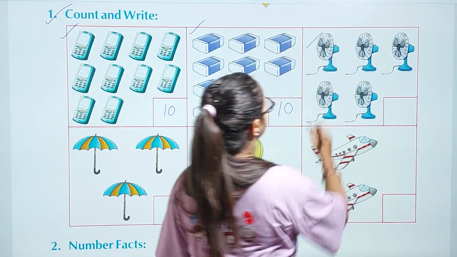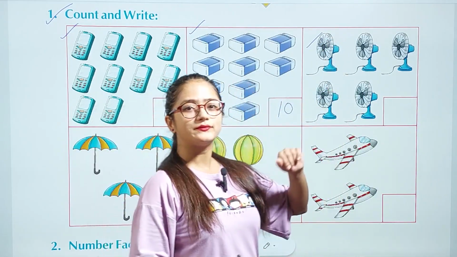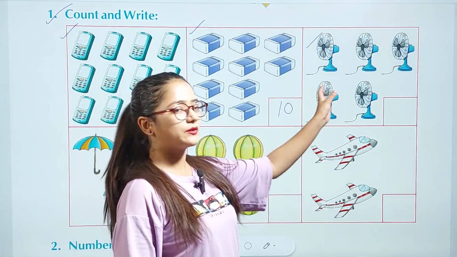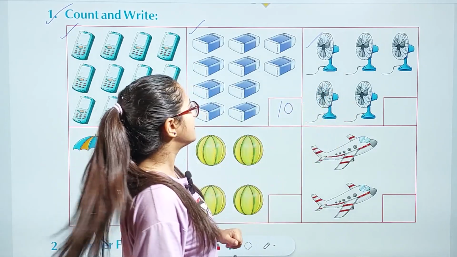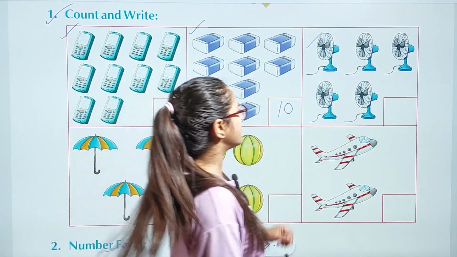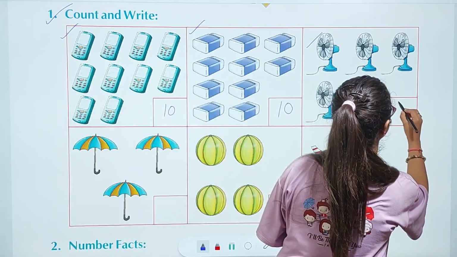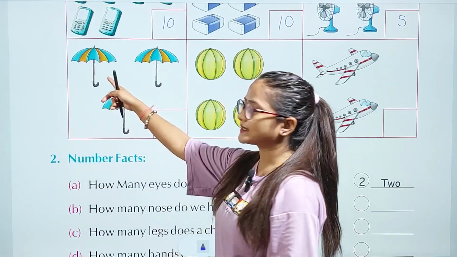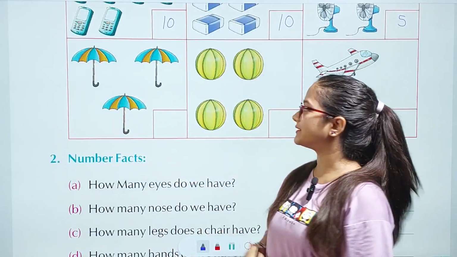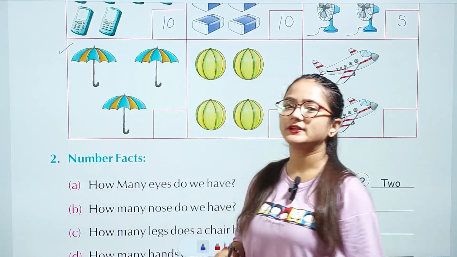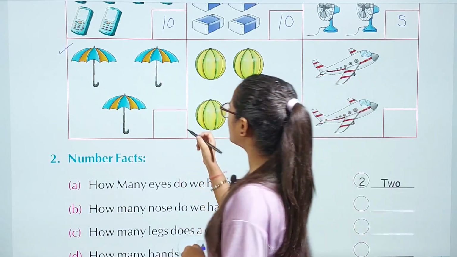Next, what is given here? This is a fan. Okay, so you have to first count the fans. 1, 2, 3, 4, 5. 5 fans are there. So write down 5. Next, how many umbrellas are there? There are 1, 2, 3. 3 umbrellas are there. So you have to write down 3 over here.